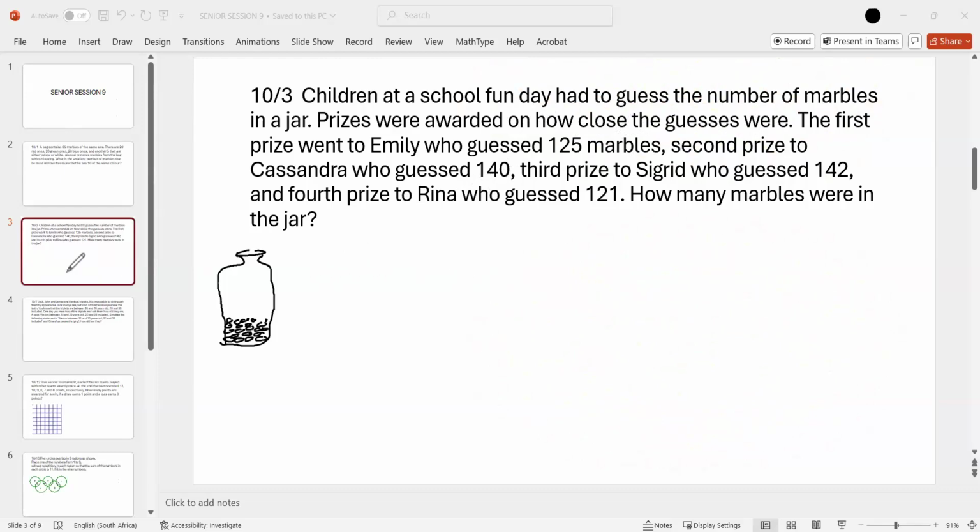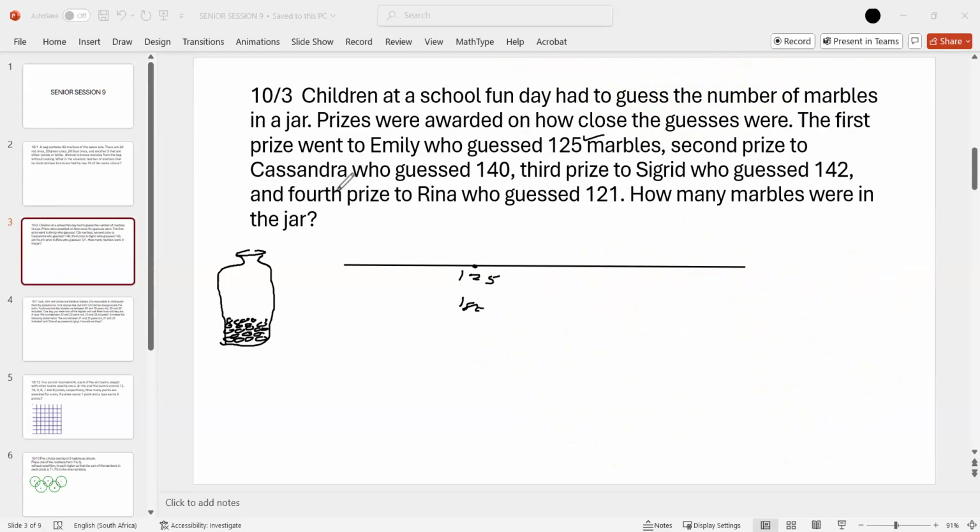Well, let's just put all these numbers on the number line, because that should help, I think. So Emily guessed 125, and she came first. All right, so she was closest to the correct answer. We don't know where the correct answer is, but she was closest. Okay, so that takes care of Emily. She came first.